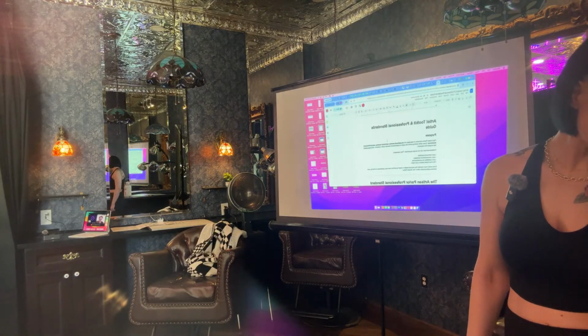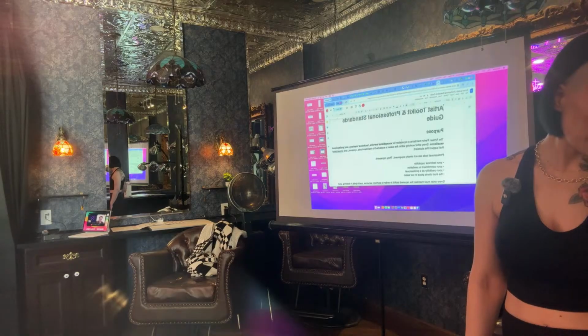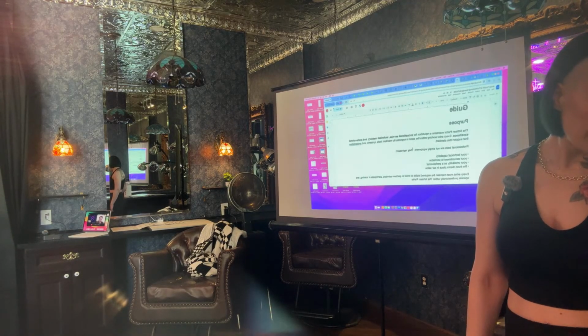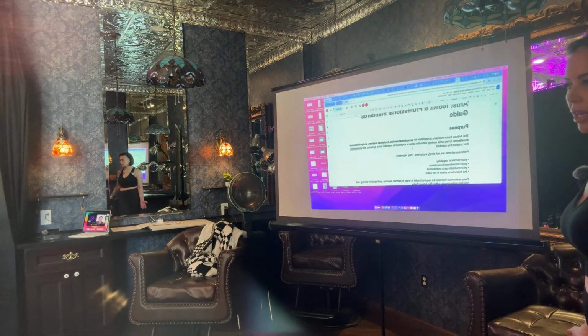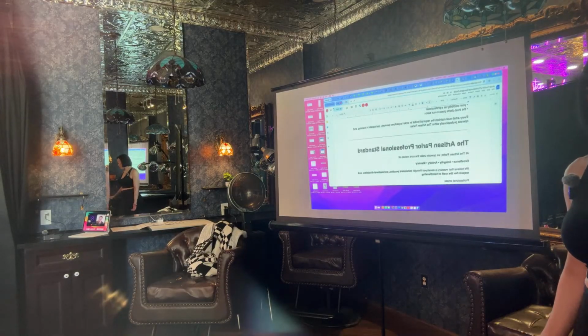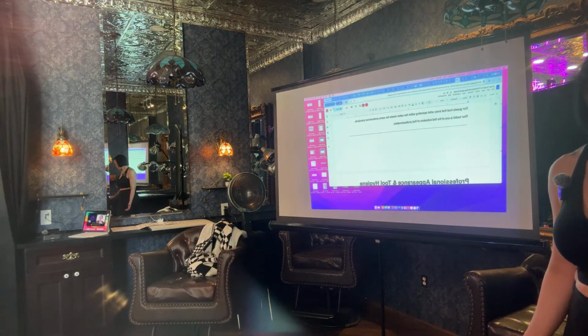Our artist toolkit and standards proficiency. Basically, this is your professional toolkit. This is something that is not negotiable for you as a hairstylist. You're an independent business owner, and I'm just basically writing out what you need.